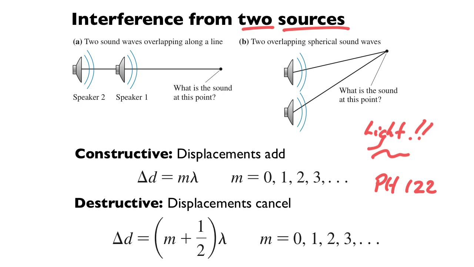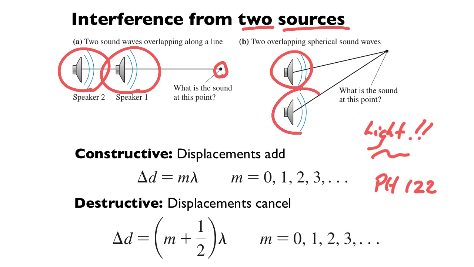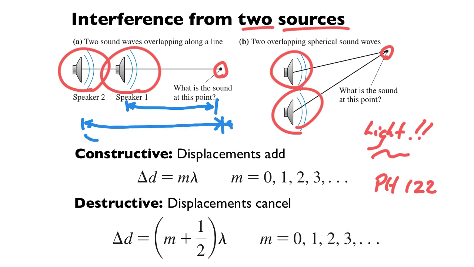But suppose I have two sources of sound. I have speaker 2 and speaker 1 making sound, and I ask what is the sound at this point. If I have two sound waves from two speakers, not in a line, but next to each other like this, and we ask what is the sound at this point, what I look at is the path length difference. How far did the wave from speaker 1 travel to get to that point? And how far did the wave from speaker 2 travel to get to that point? Then I just look at the difference. What is the path length difference? We're going to call that delta D.